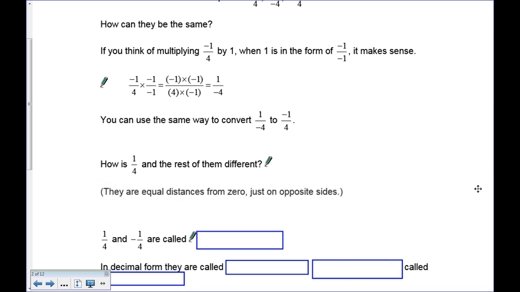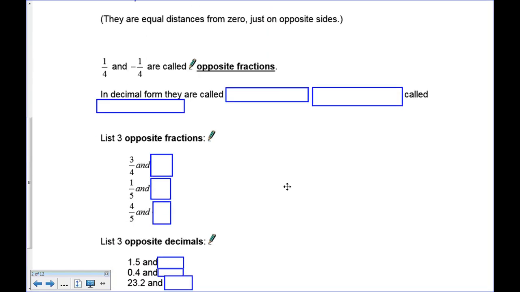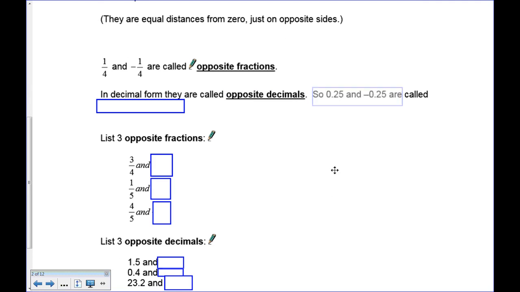So how is 1/4 and the rest of them different? Well, they're the same in that they're the same distance from 0, 1/4 to the negative side and 1/4 to the positive side, but they're on opposite sides. These are called opposite fractions. In a decimal form, obviously we call them opposite decimals. So 0.25 and negative 0.25 would be referred to as opposite decimals.